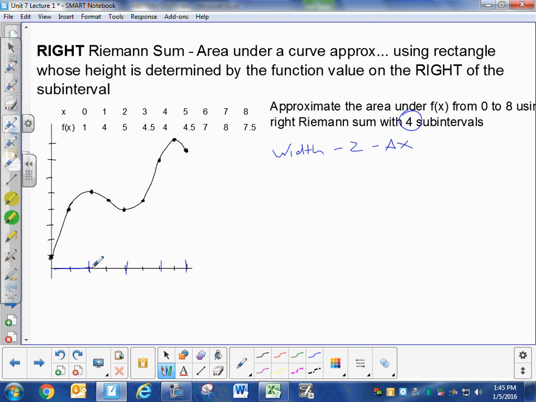Here are my bases. I want to do it over the table. 0 to 2, 2 to 4, 4 to 6, 6 to 8. Now this time, 4 rectangles as well. 1, 2, 3, 4. You will use the height over the rightmost point of each base. So for rectangle 2, I go all the way to the right, and this will be my height for rectangle 2.